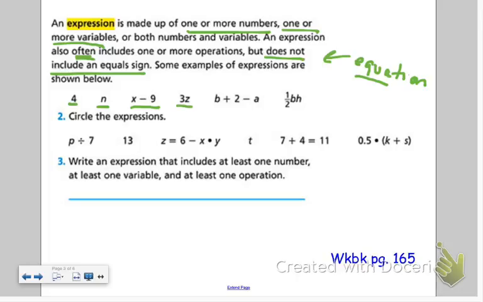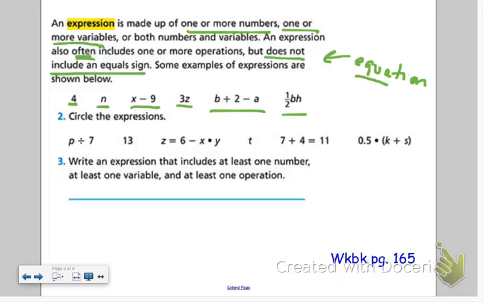3z. Well, that's 3 times z. Remember, if we don't see that operation sign in the middle, it probably means multiplication. Usually when you have a number and a variable right next to each other, there's multiplication going on. That's 3 times z. So we have a number, we have a variable, there's your expression. b plus 2 minus a. We've got 2 variables, we've got 1 number, we've got 2 operation signs, that's an expression. And 1/2 base times height, there's another expression.